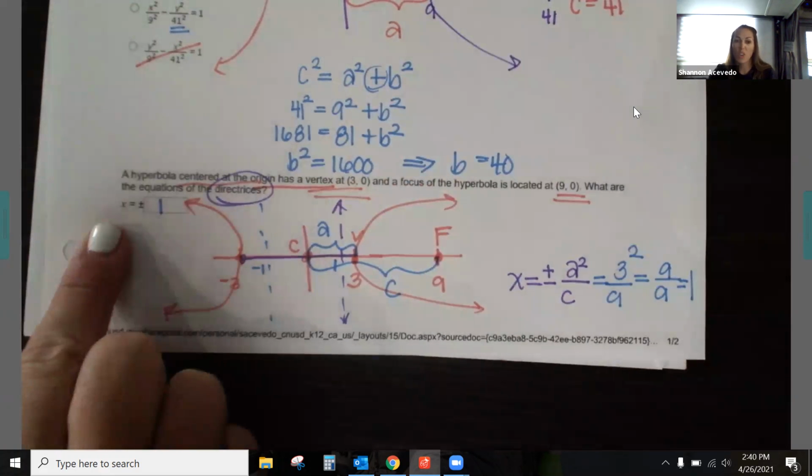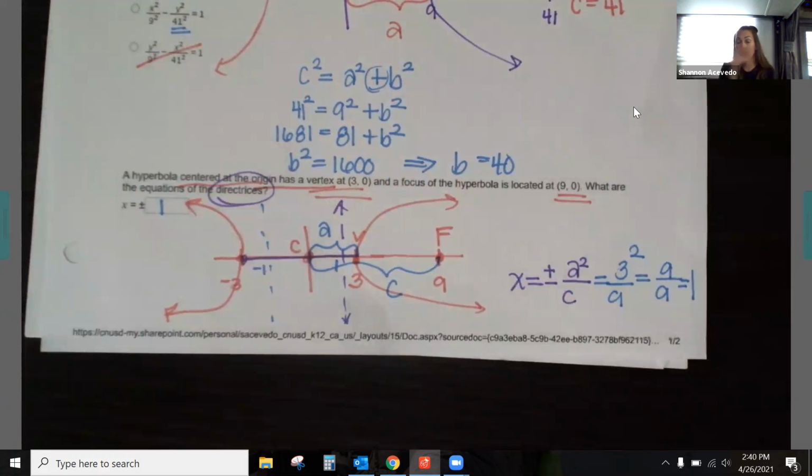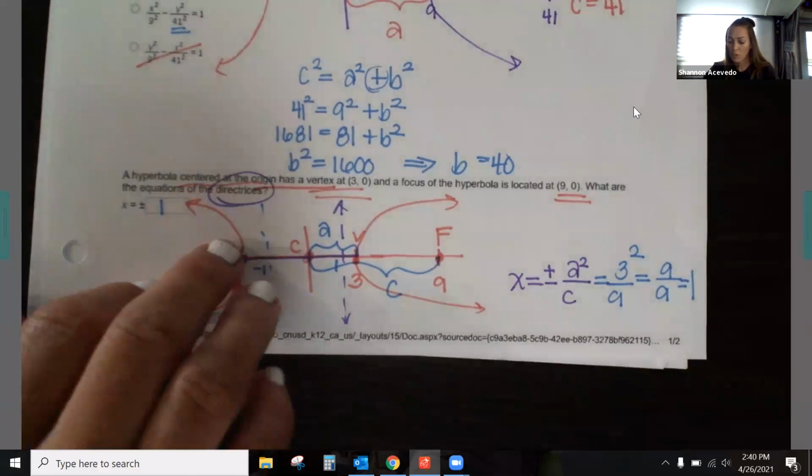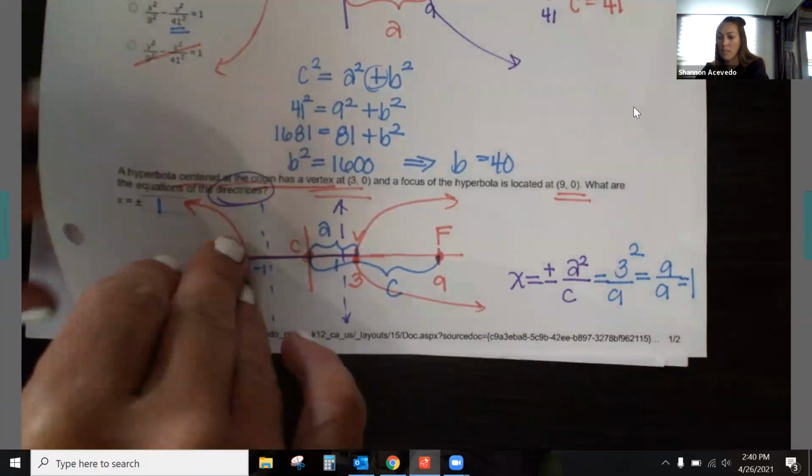So it was nice because this already had the options. Sometimes directrices, if it's going to be going through your y-axis, would be a y equals equation. So they could be an x equals or y equals. So be careful about that. I have 2 more examples for you guys.